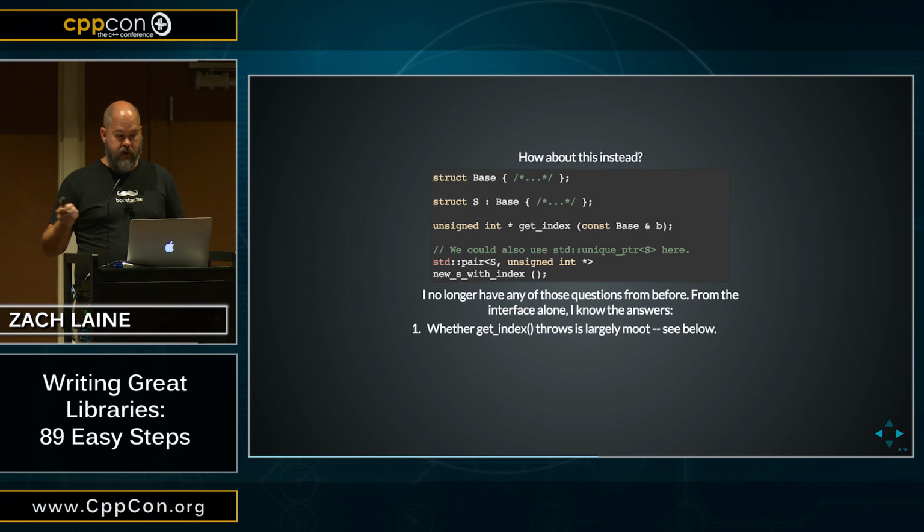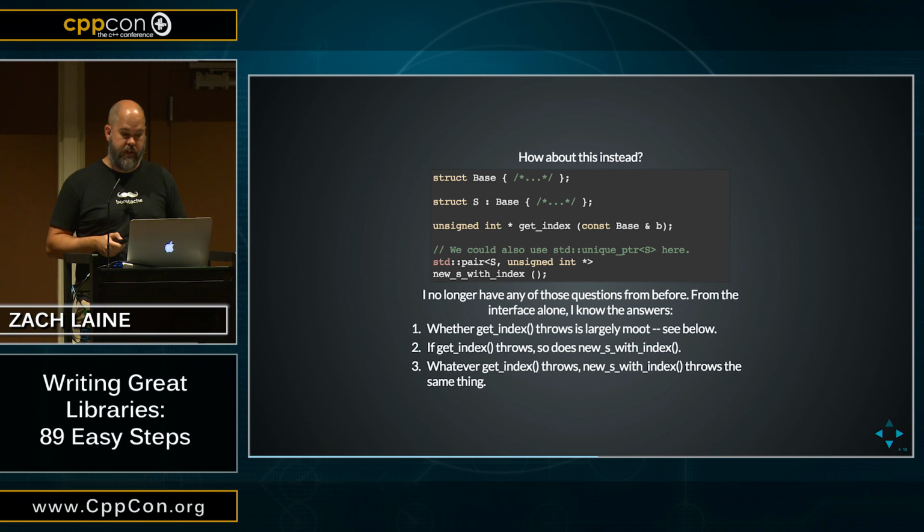So the question of the first one is, I don't care, because if getIndex throws, everything gets cleaned up, and then whatever getIndex throws, newSWithIndex can pass through the same thing. Like someone could have made it swallow exceptions or do something crazy, but it's unreasonable to expect that, right? The way I'm expecting the code to work is the most natural way for that author to have written it, and it's very obvious from the implementation. So, I don't care about these three questions anymore.